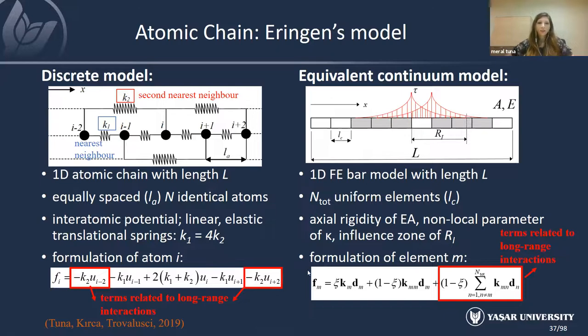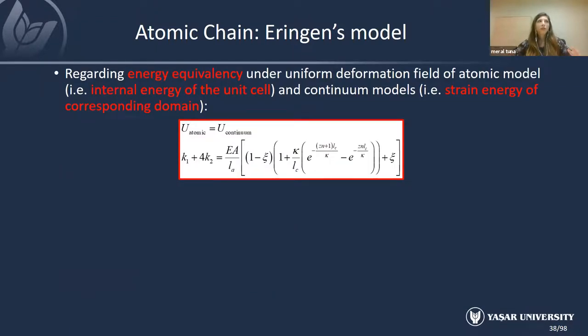So as we can see here, these terms, including second neighbor relations, and the term including the contribution of elements to each other are related to long-range effects. Of course, in order to correctly determine the behavior of this atomic chain using Eringen's model, we need to correctly determine the material properties. And in doing so, we consider energy equivalency under a uniform deformation field. So we say that the internal energy of the unit cell equals the strain energy of the corresponding domain in the continuum model. So from this equivalency, we obtain a relation between spring constants and material properties.